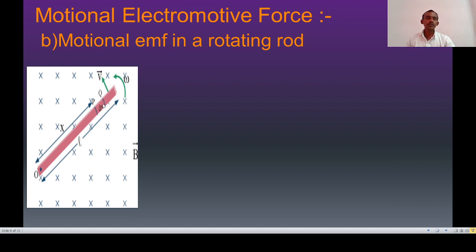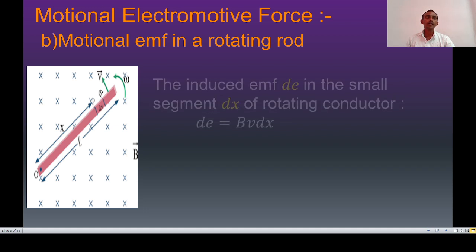Due to this rotational motion, the rod cuts the magnetic lines of force, and due to this cutting of magnetic lines of force, an EMF will be induced in that rod. For that, consider a small segment dx at a distance x. This small segment dx behaves like a translatory motion with a velocity V, and induces a small electromotive force.